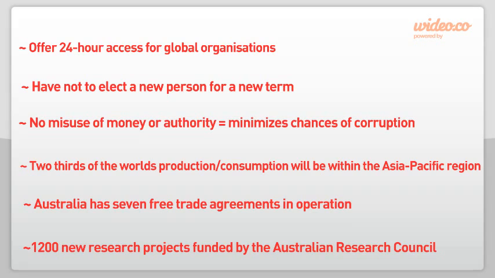By 2050, nearly two-thirds of the world's population and consumption will take place within the Asia-Pacific region. Australia has 7 free trade agreements in operation, and the Australian government has earmarked $522 million to assist nearly 1,200 new research projects funded by the Australian Research Council.